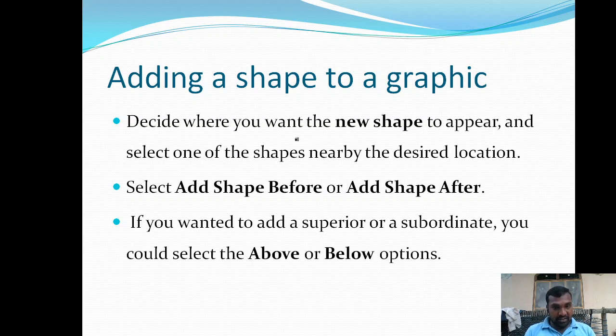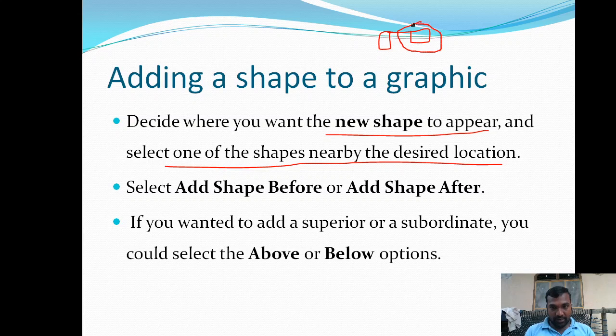So decide where you want the new shape to appear and select one of the shapes nearby the desired location. If you want to add a new shape near this particular shape, then click on that particular shape, and then select Add Shape Before, After, Above or Below, based on your need. In this way we can add the new shape to the already existing graphic.